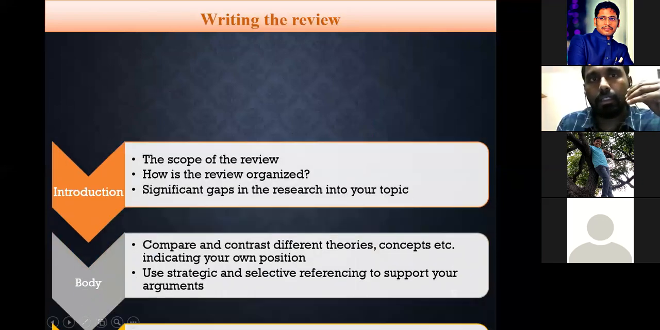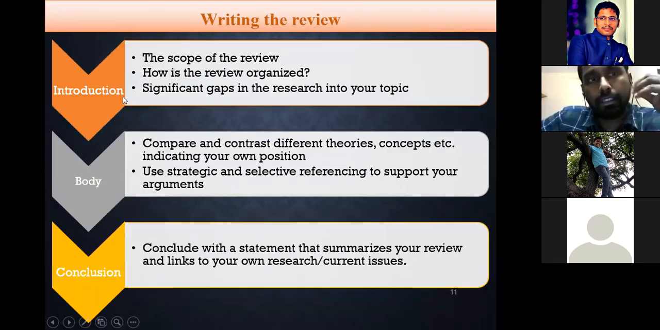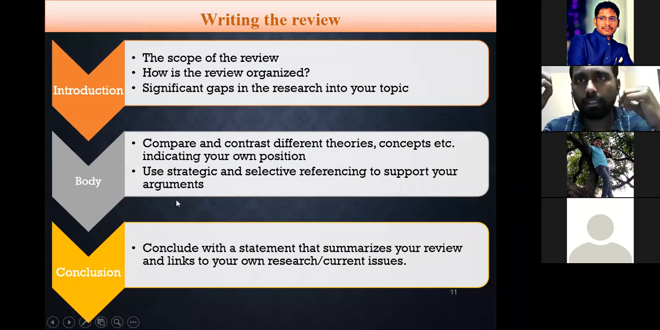And then, as I said, there are three sections in a literature review. The first section is the introduction. It will give the scope of the review, how the review is organized, and the significant gap in the research in your article. Then the body of this literature review should have this, because once we have done an extensive literature survey, finally we have to compare. As I said, all the topics should be interrelated.